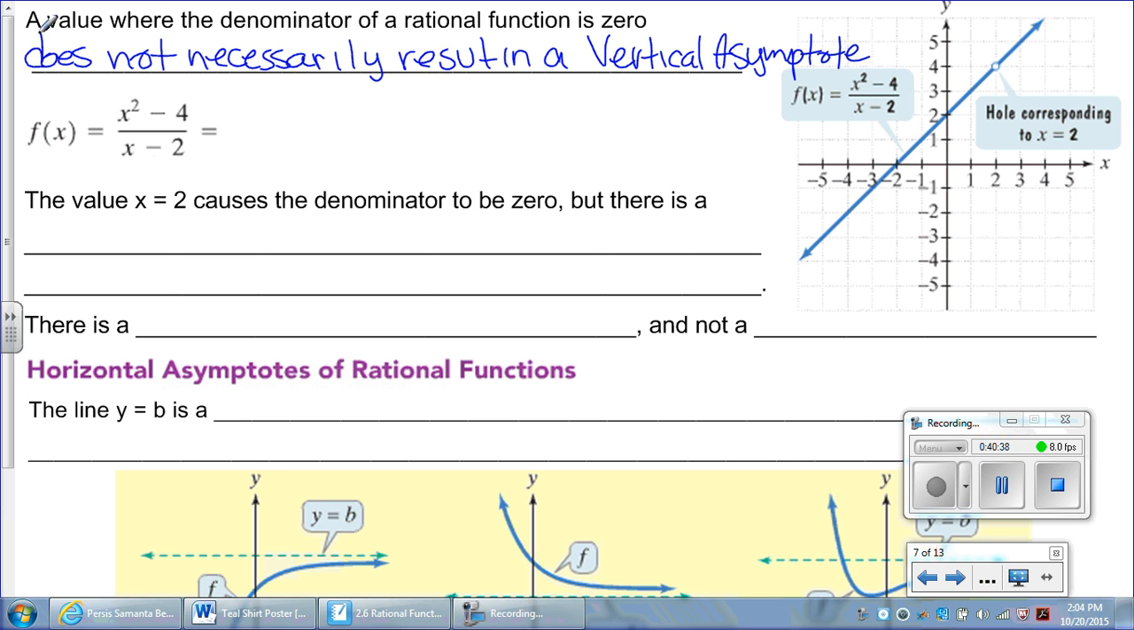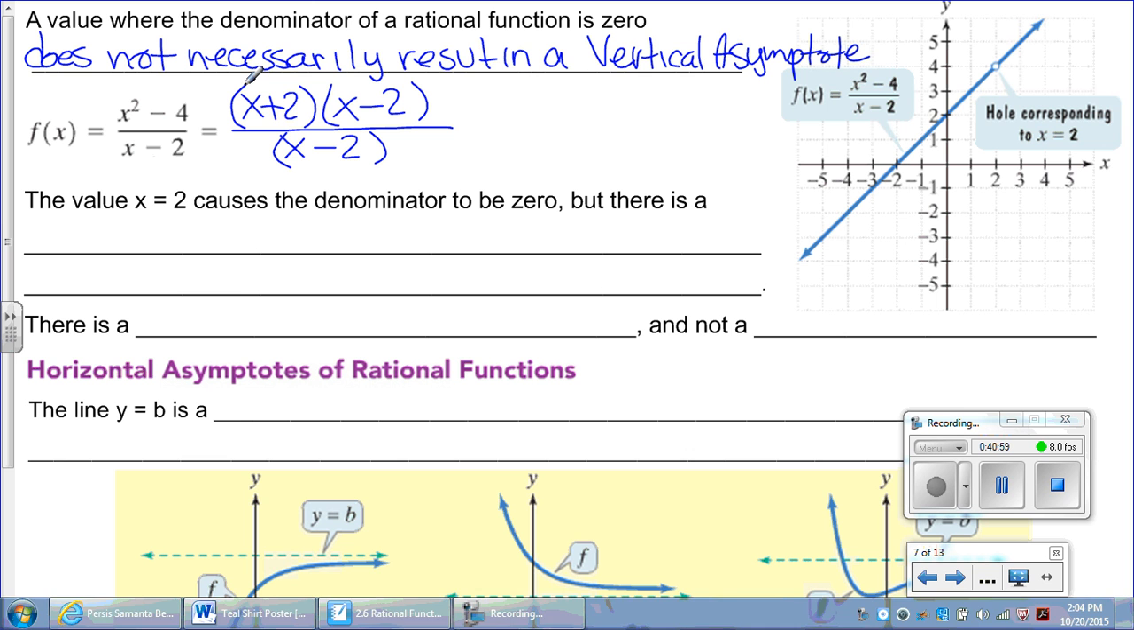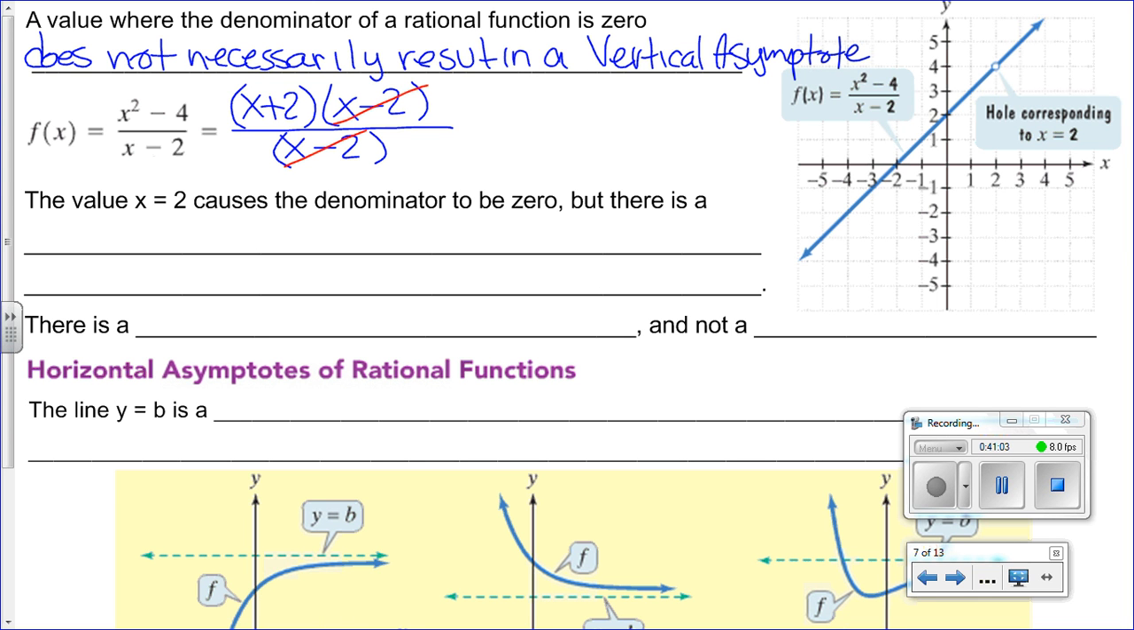So remember, to find the vertical asymptotes, the first step is to see if the numerator and denominator have common factors. Here the numerator is a difference of squares. We can factor it as x plus 2 times x minus 2. The denominator is x minus 2. So x minus 2 over x minus 2 equals 1, so we may say they cancel. We take that x minus 2 equals 0, and that number gives us the open circle or the hole. Because if we reduce this, we will just have x plus 2.